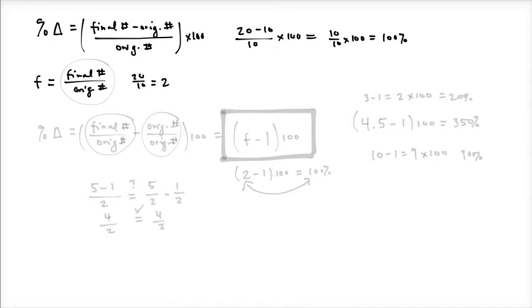So I want to go back to the percent change formula, and I just want to rewrite it ever so slightly and separate our terms on the top. So we're going to take final minus original, or final divided by original, minus original divided by original, and all of that is still multiplied by 100.